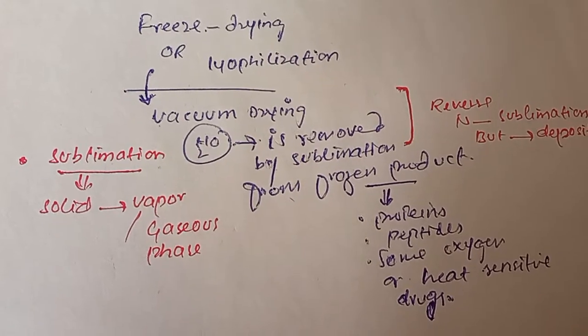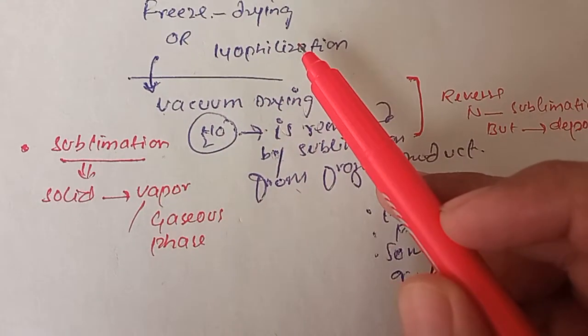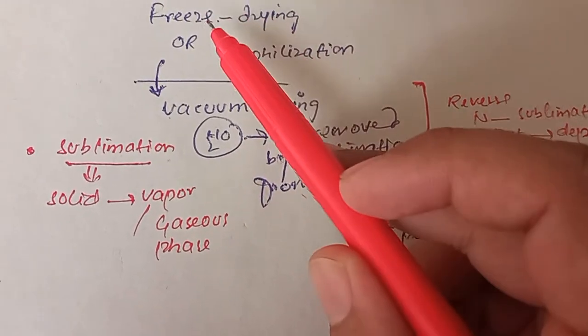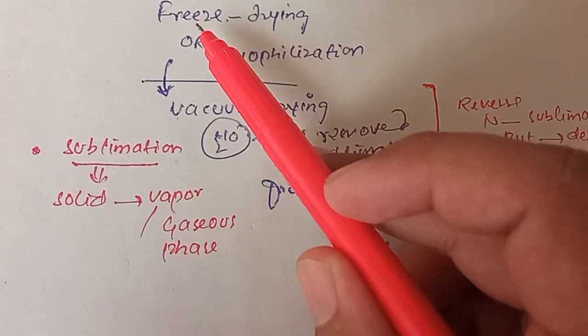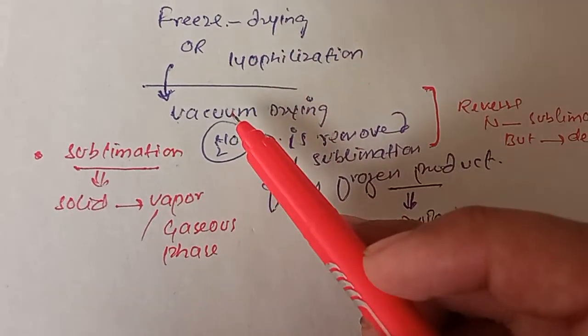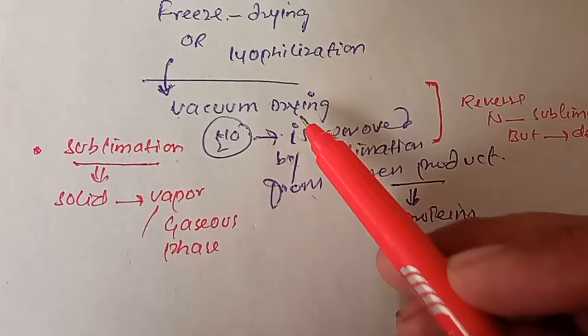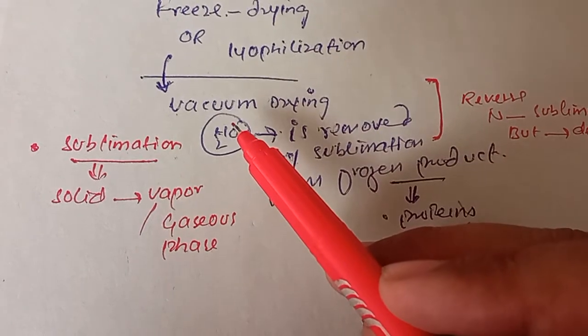Topic of today's discussion is about freeze drying or lyophilization. Freeze drying. Now just concentrate on this. What is this? Freeze. We freeze something, then we dry that. How? Very simple. This is a vacuum mechanism by means of which we take water out from the particular substance that we have freezed.